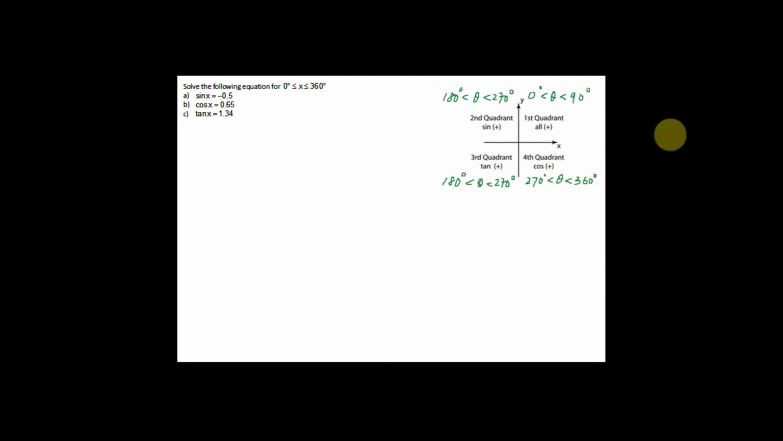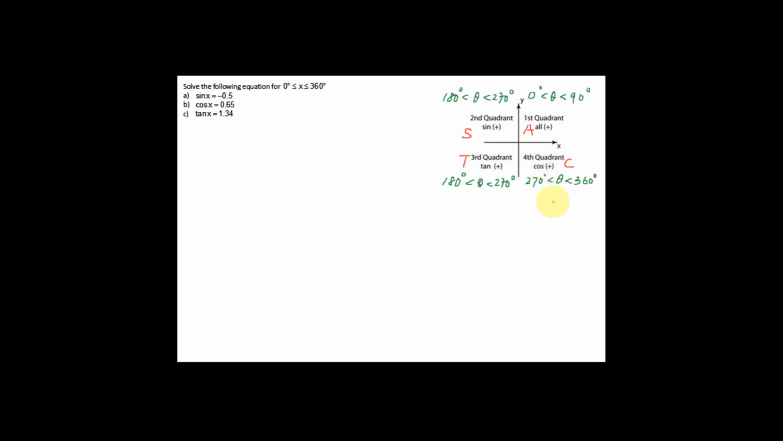The most important thing is, for the first quadrant, sine, cos, and tangent are all positive. In the second quadrant, only sine is positive. It means that for cos and tangent, the sign should be negative. In the third quadrant, tangent is positive. That is, sine and cos will be negative. For the fourth quadrant, cos is positive. That is, sine and tangent should be negative.